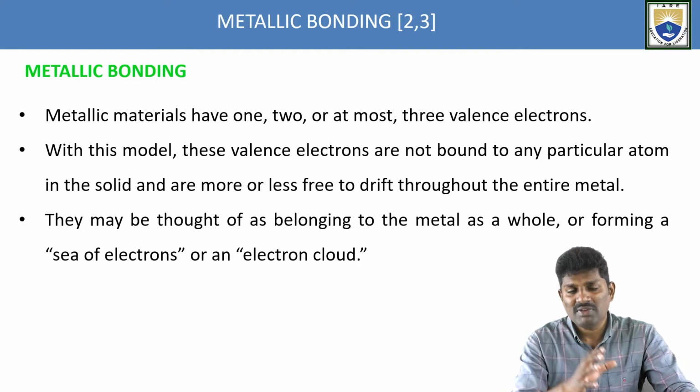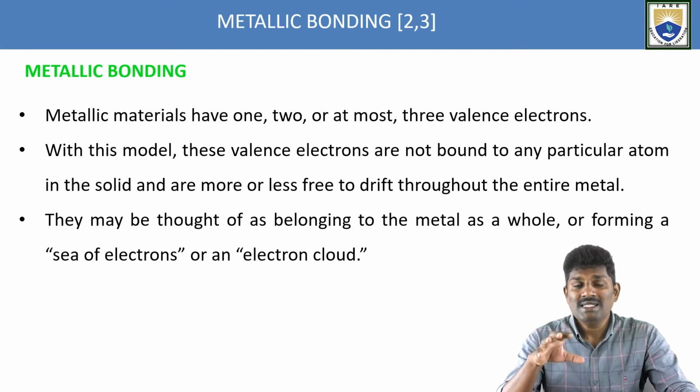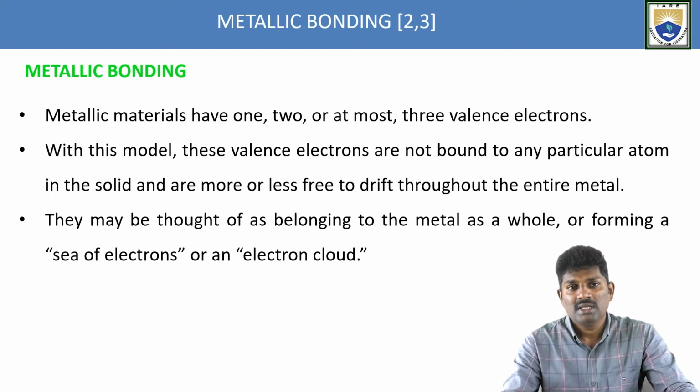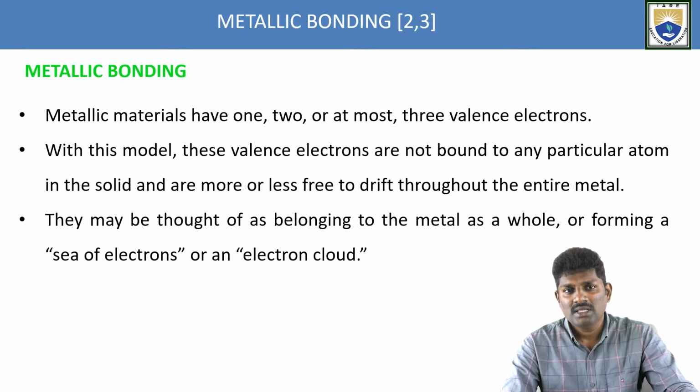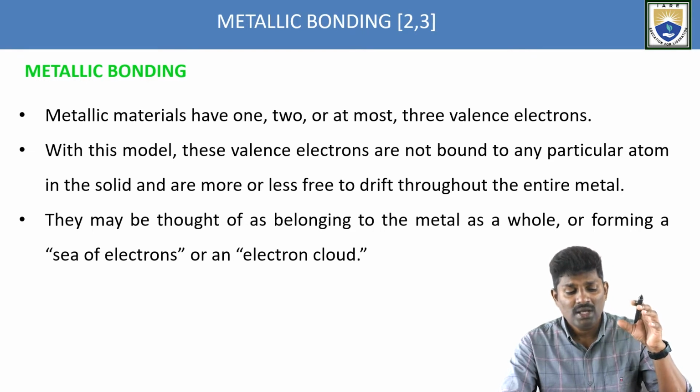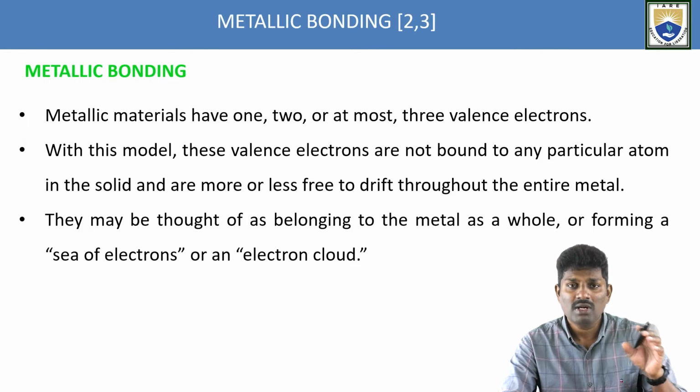So what are the metals we have in the periodic table? These will have 1 or 2 or 3 valence electrons on the outer shell, as we have seen for the carbon and hydrogen. In a similar way, the carbon is having 4 and hydrogen is having 1. But in this case, the metals will have 1, 2 or 3. So that is the outermost shell where we can see these electrons. And with this model, these valence electrons are not bound to any particular atom in the solid. So what happens here?